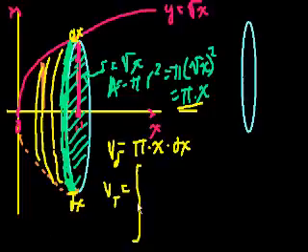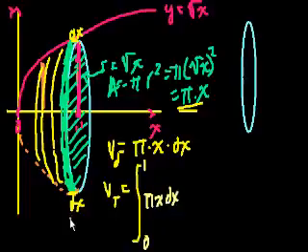So what will be the integral? Well, we're going to go from 0 to 1, and we're going to sum up a bunch of these disks, which we've already defined. So it's pi x dx. This is looking to be a fairly straightforward integral. So what's the integral of that?